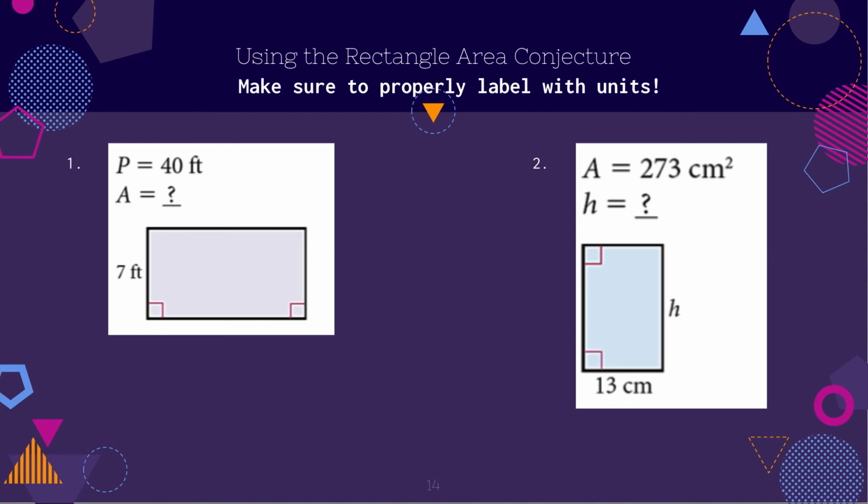If I tell you that the perimeter of the rectangle is 40 feet, and this side of the rectangle is 7 feet, I want you to find the area. Give that a try. It's a little bit of working backwards, but you have all the pieces of the puzzle you need. Great. And how about if I tell you that the area is 273 centimeters squared, and I want you to tell me the height if the base is 13 centimeters.